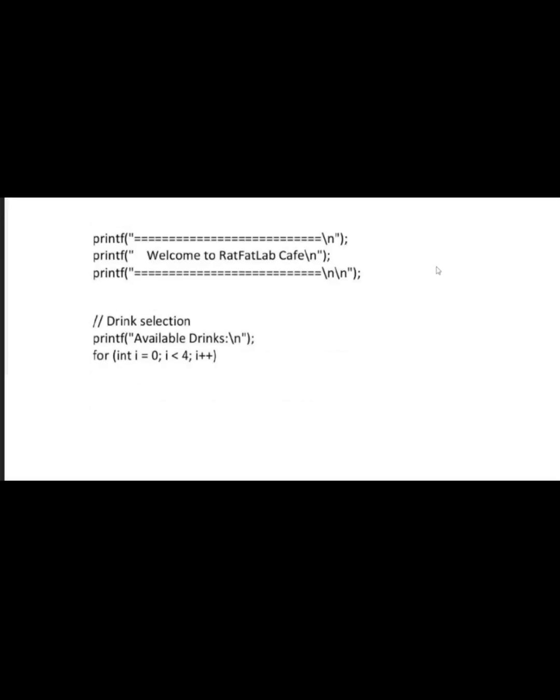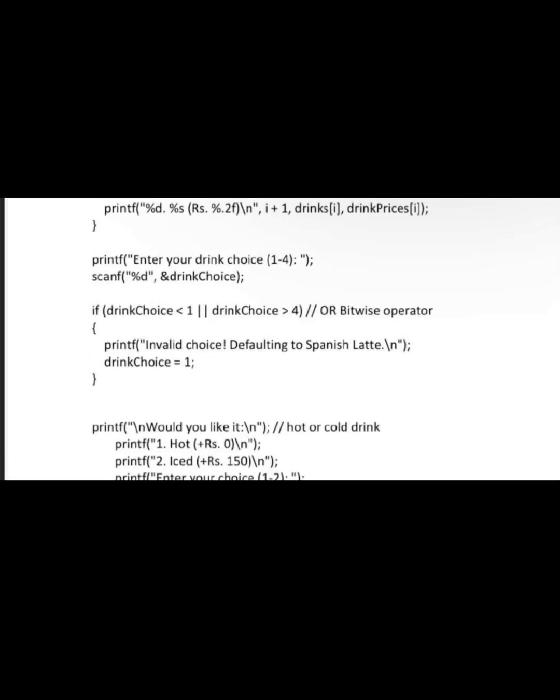So when a customer walks in, the program first welcomes them to the RatFatLab Cafe. It then uses a loop to automatically print all the available drinks, showing the name and the price for each one. And it simply asks for choice 1 through 4.